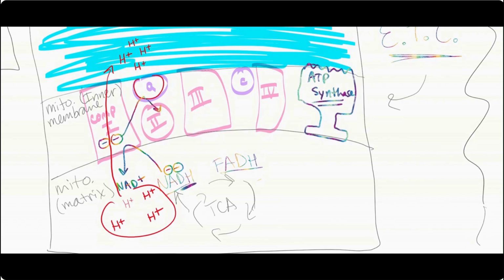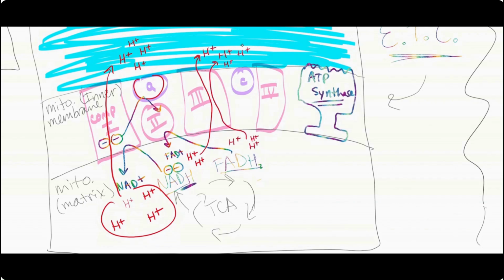And it's here that electrons are actually donated by FADH2, which produces FAD as well as 2 protons, because it's FADH2. And then all of these electrons are then passed on to another protein complex. At this point, in this next protein complex, the electron energy is used to once again transport hydrogen ions across the membrane and into the intermembrane space.